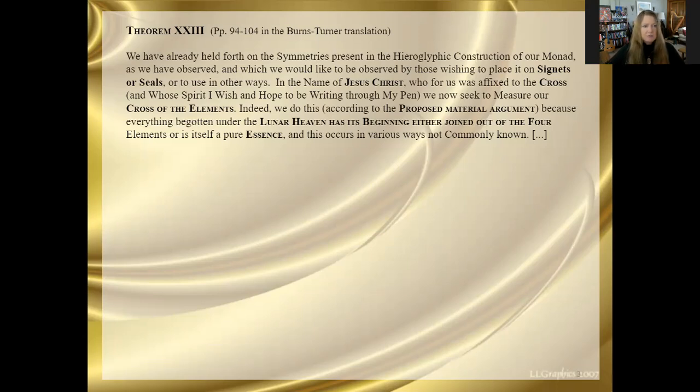So Dee starts this theorem by saying we've already held forth on the symmetries present in the hieroglyphic construction of our monad, as we have observed, and which we would like to be observed by those wishing to place it on signets or seals, or to use in other ways.